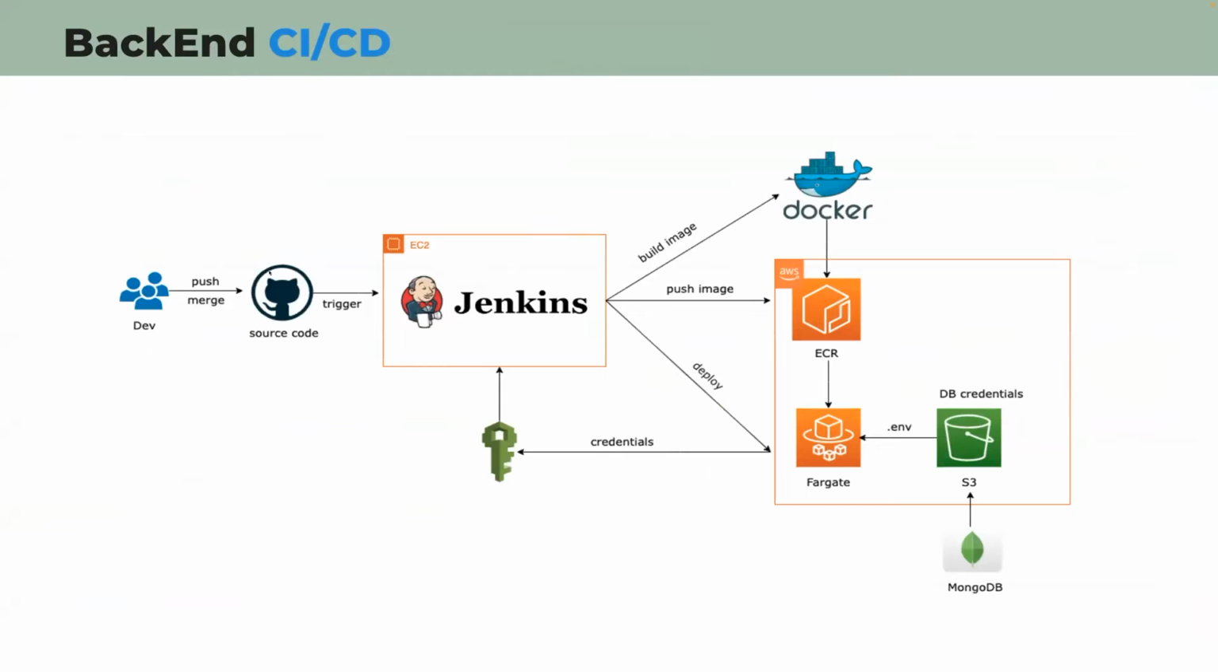For the backend pipeline, it's also auto triggered to build when new code is released to the target branch. The Jenkins pipeline will fetch the script file from the source code to Dockerize the backend and build a Docker image, and then push the image to ECR and update the ECS service.